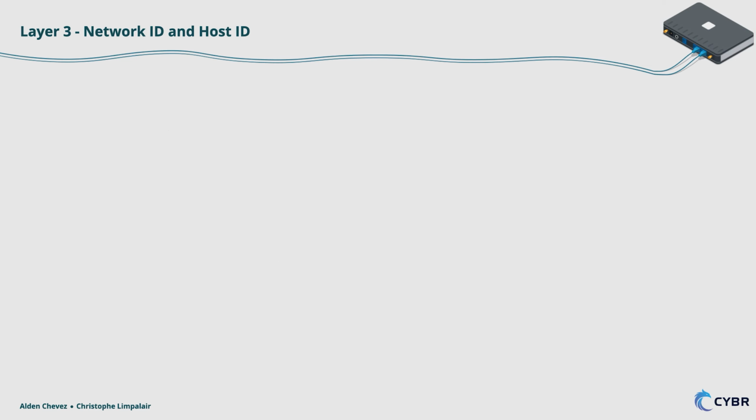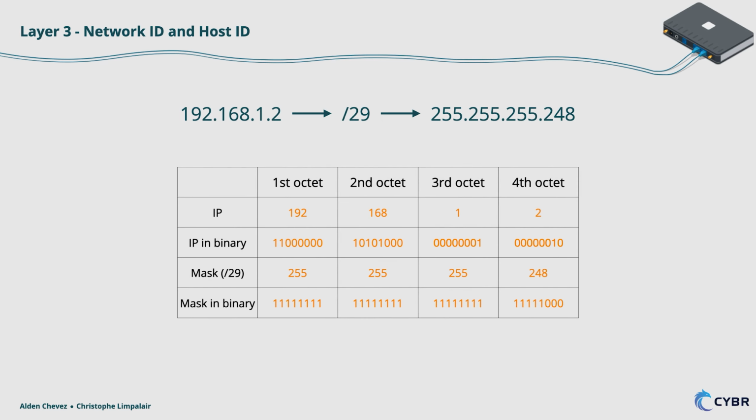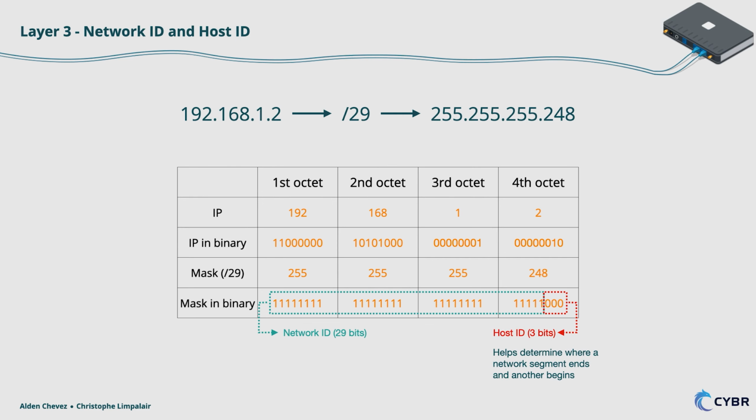So let's go ahead and convert it into binary. Imagine the network mask as divided in two different parts. The first part contains all the binary ones, and the second part contains all the binary zeros. So the first part of the network mask is made up of all the ones, meaning the first 29 bits, and this is called the network ID. The other 3 bits, which are made up of all the zeros, is called the host ID. The host ID is what's used to determine where a network segment ends and where another begins.